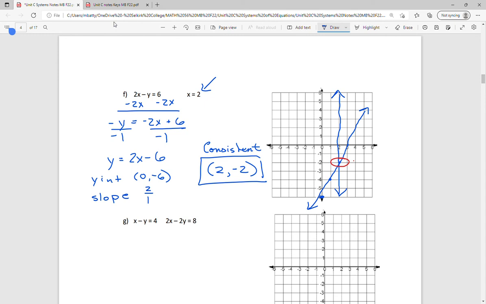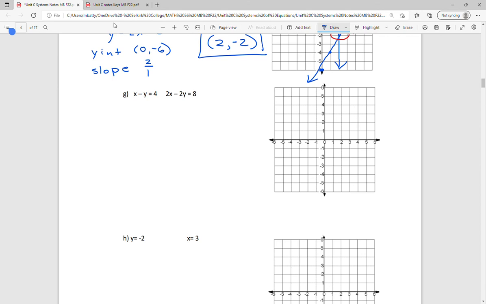Another one, just 2 more on this page. Putting them in slope-intercept form, rearranging to solve for y. Do you remember how hard this was the first time you tried it? And then doing the interpretation of this.